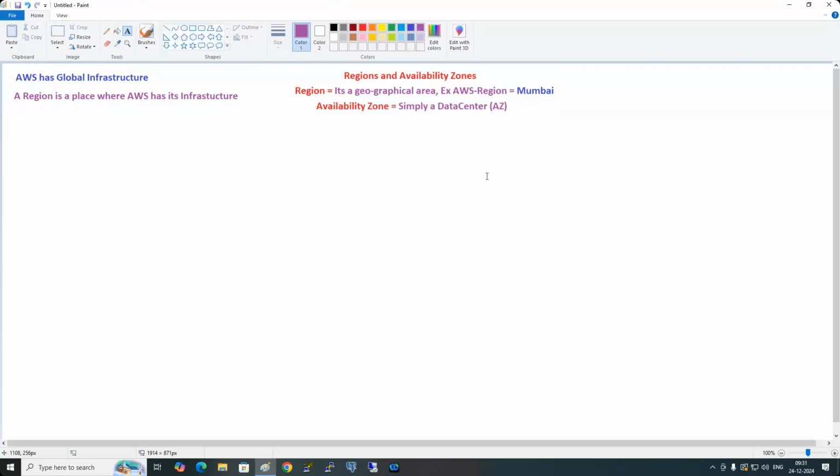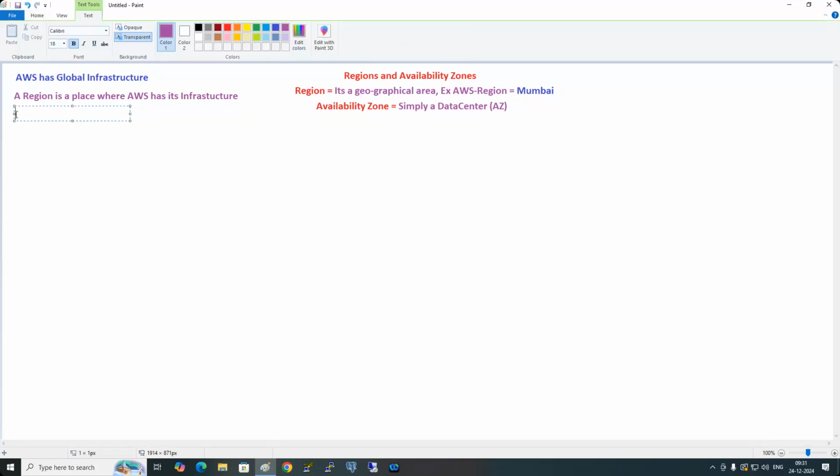Got it now? So now a question for you: a region has what? Data centers. Can you tell me, does Mumbai have only one data center or multiple data centers? Multiple. Okay, you said multiple, but I'm asking why AWS Mumbai has multiple data centers. What is the reason?